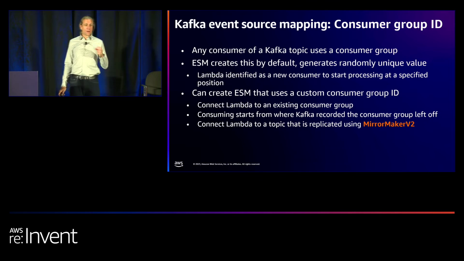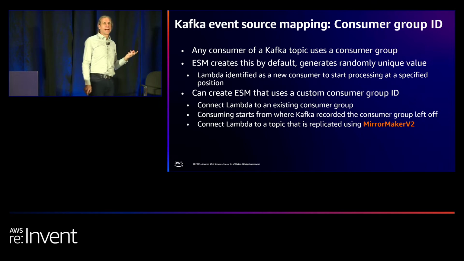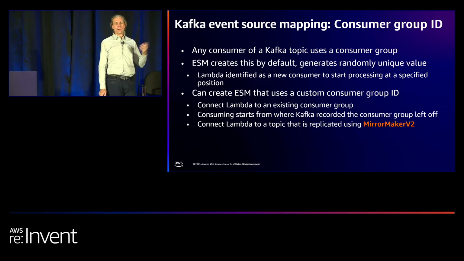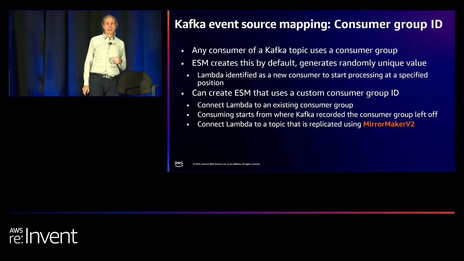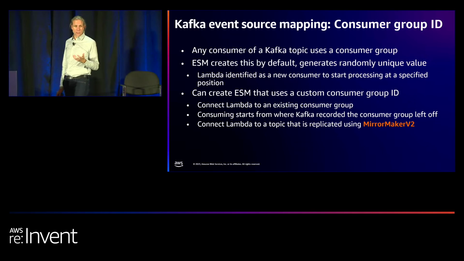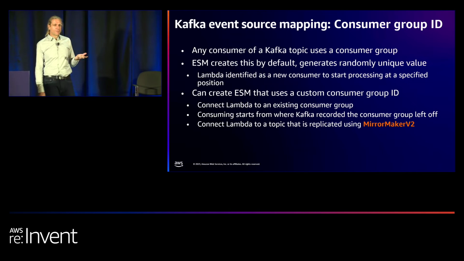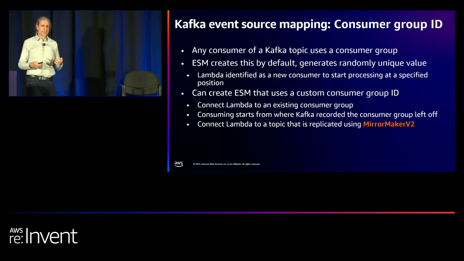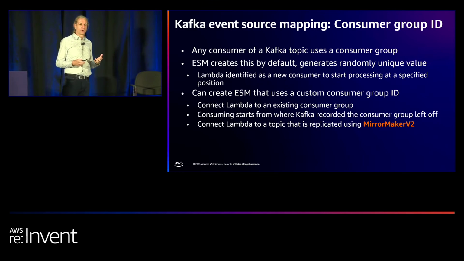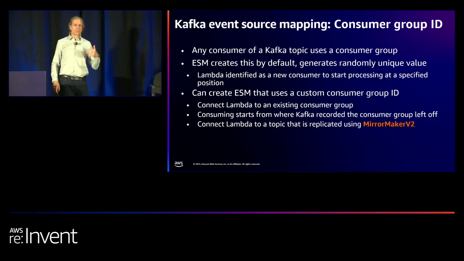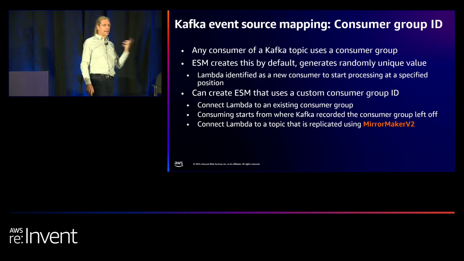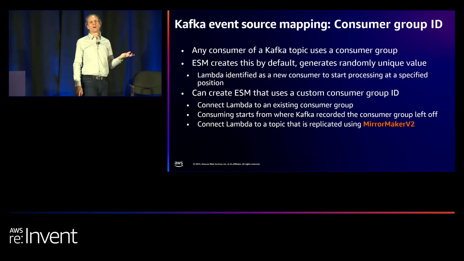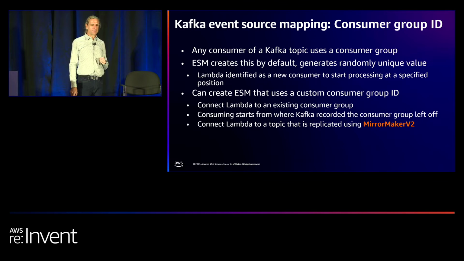It's also interesting to know that if you delete a Lambda ESM, it does not actually delete the consumer group, so you could reattach to it a little bit later. And the cool thing is now you can create custom consumer group IDs. So when Kafka identifies a Lambda function being attached using an existing consumer group, the consuming starts from where Kafka recorded the consumer group had last processed, or from the trim horizon if that is no longer applicable.